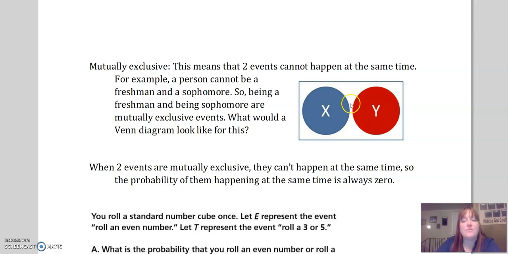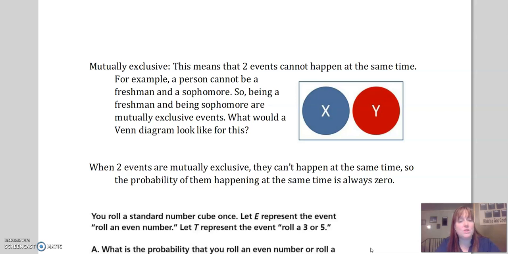And you can see that from the Venn diagram. They don't cross at all. So if it says, what's the probability of A and B happening, or in this case, X and Y happening, and we know that they're mutually exclusive, then the probability is 0.